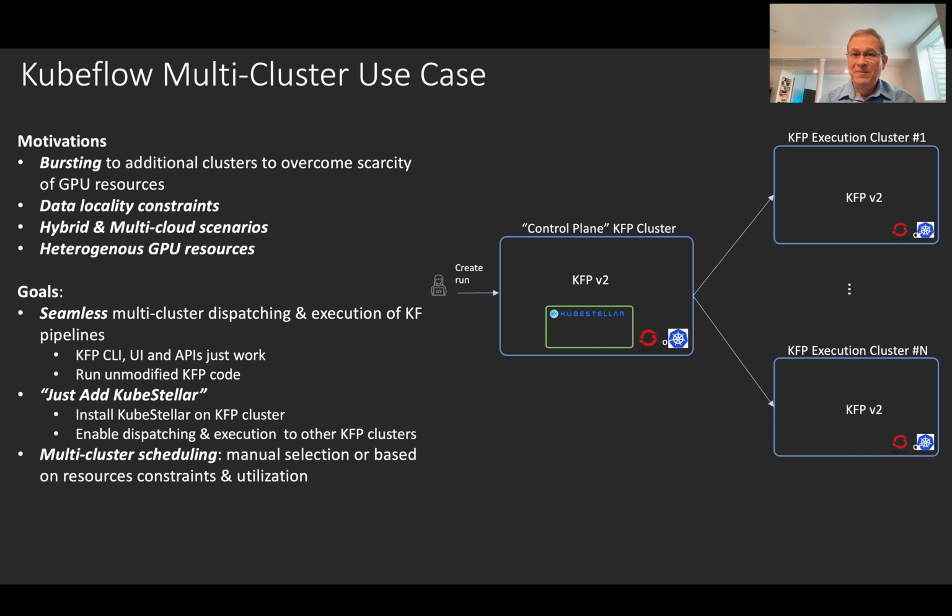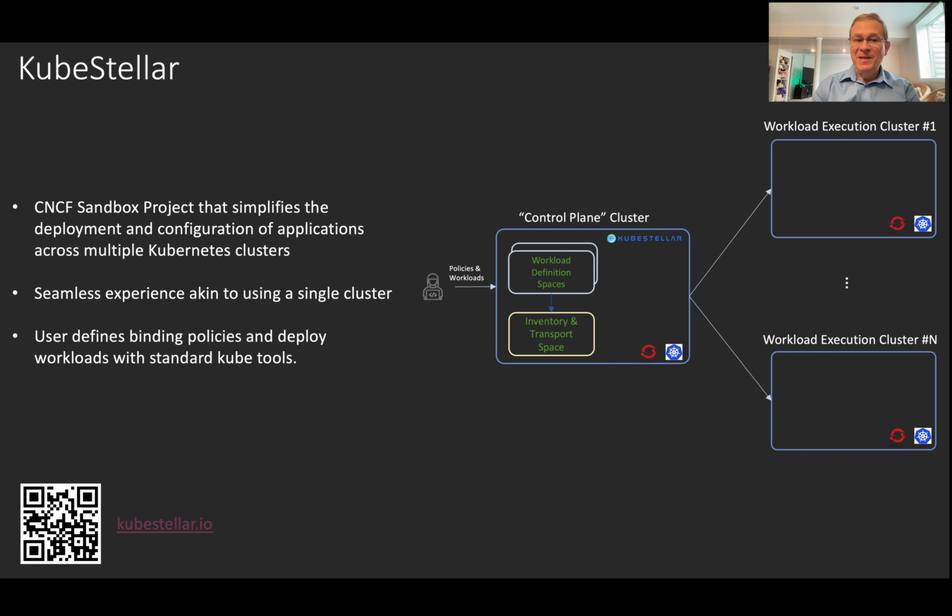Let's now talk about KubeStellar. KubeStellar is a CNCF sandbox project that simplifies the deployment and configuration of applications across multiple Kubernetes clusters. The idea is to provide a seamless experience similar to the one that you get when you use a single cluster. The user can just define what we call binding policies to essentially connect workloads on the control plane cluster to clusters where he wants to deploy that particular workload. For more information, just go to kubestellar.io.